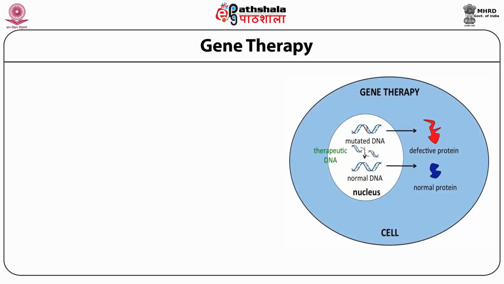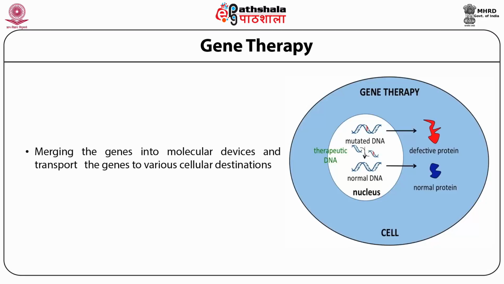Gene therapy. Recombinant DNA technology is also helpful in packaging genes into molecular devices that can transport these genes to various cellular destinations. This technique is also called gene therapy. In this technique, corrected genes can be delivered into individuals with defective genes that cause specific diseases. Different bacteria can be modified through these techniques, aimed at breaking down harmful contaminants like DDT by providing a specific protein.